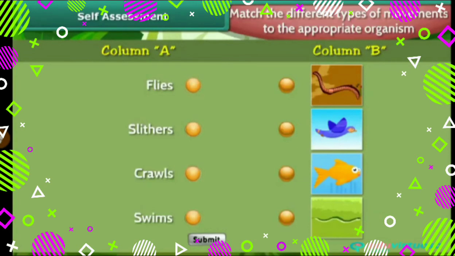Self-assessment. Match the different types of movements to the appropriate organism.